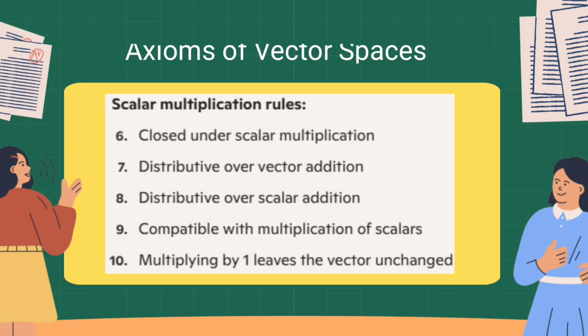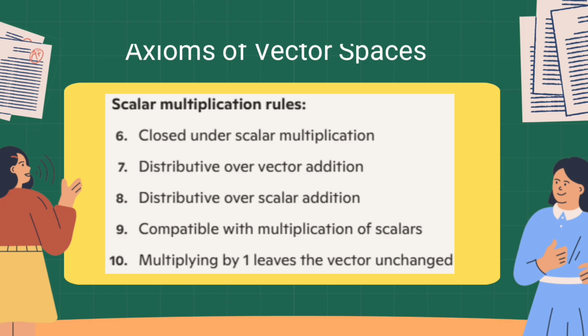For number 9, compatibility of scalar multiplication. It means that multiplying by two scalars in sequence is the same as multiplying by their product. So c times the quantity (d times u) becomes (cd) times u. This keeps scalar multiplication consistent.